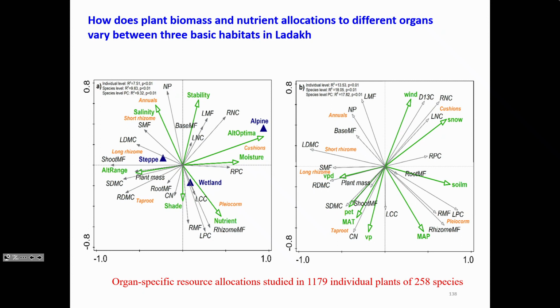And then you can see that there are some trait syndromes. For instance, the alpine plants have more leaf nitrogen, more root nitrogen. Of course, the steppe plants are always bigger. They invest more into the roots, the alpine plants more into the leaves, etc. So this is something that we are now trying to get together and publish, this coordination between investment of nutrients into different organs.